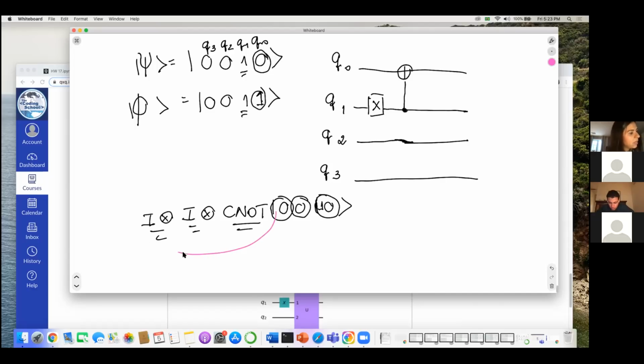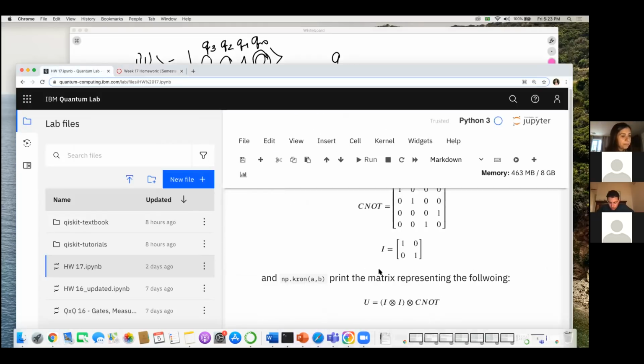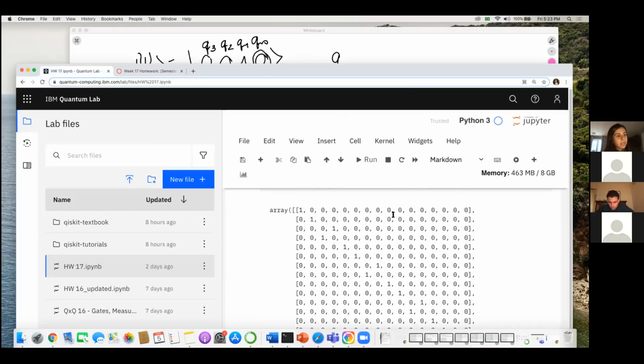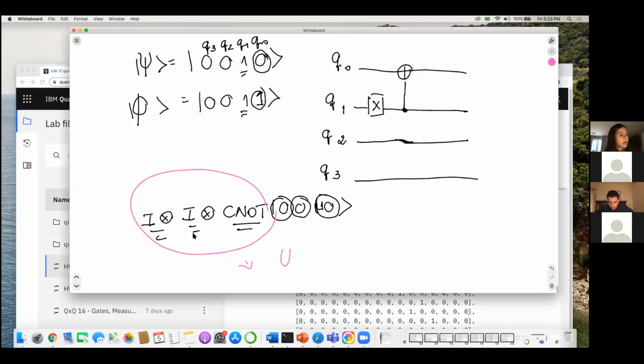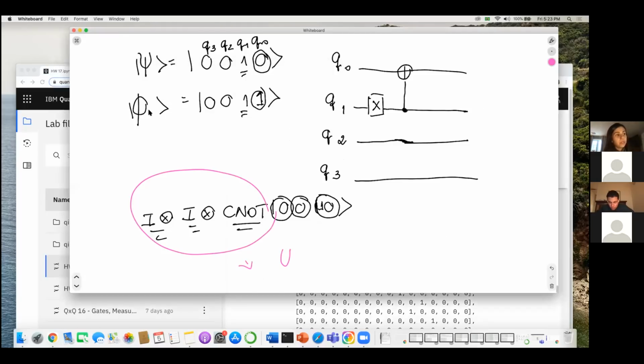But we also know that I can call this entire thing U. I can just perform math on the matrices and find that giant matrix we found before in the notebook. And that's what this matrix means: this matrix, I tensor C naught. So I hope I answered the question for someone who was curious before. That's how you use it.